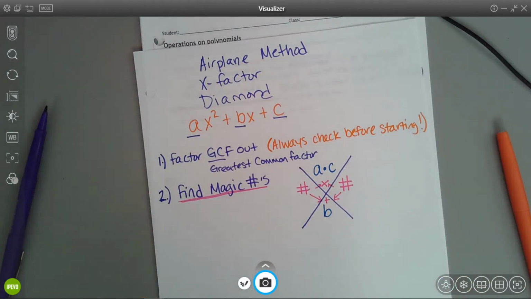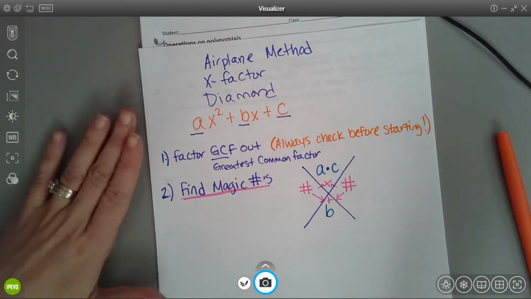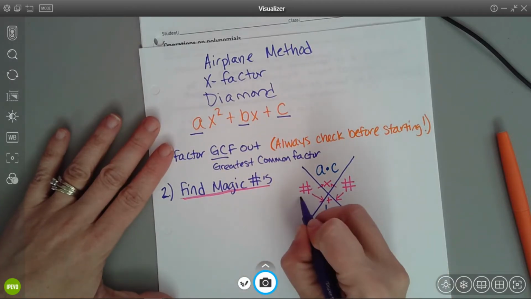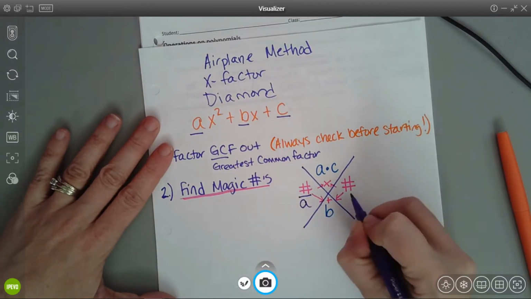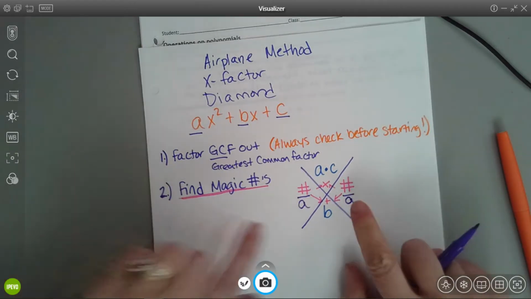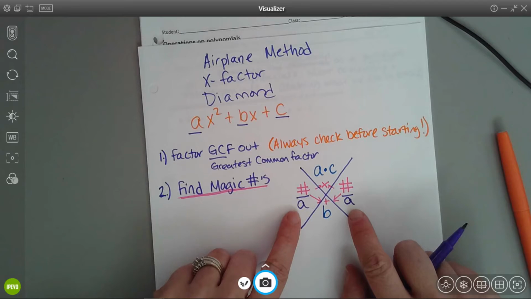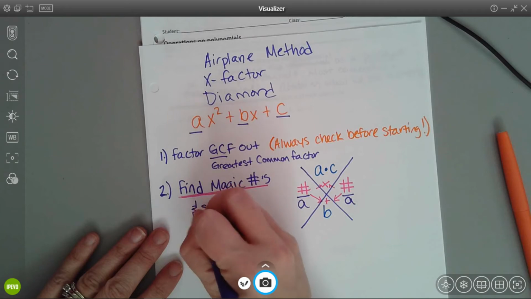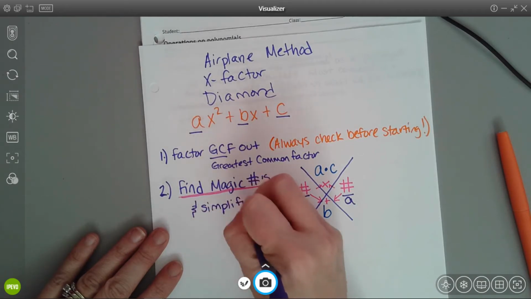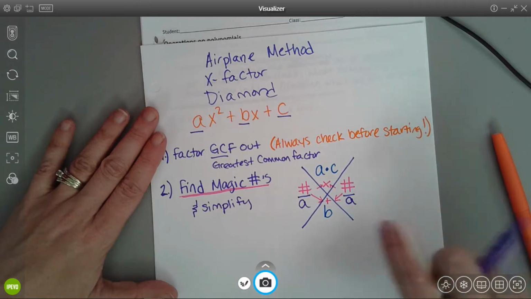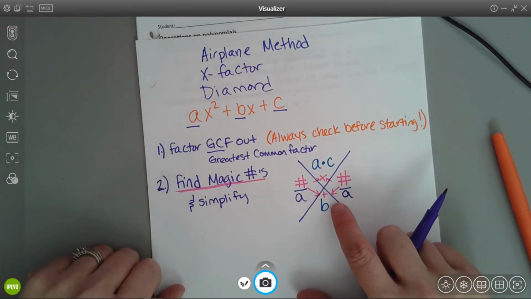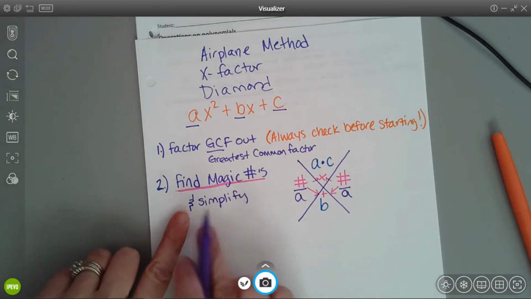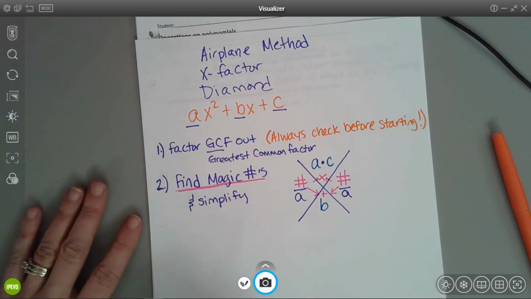Okay. And then what we're going to do here is put our wheels down. We can't go down the runway unless we have our wheels. So we're going to divide these numbers by A, and then simplify. We'll talk about that in a little bit. Divide the numbers by A or by your greatest common factor. And then we are going to get ready to take off here.